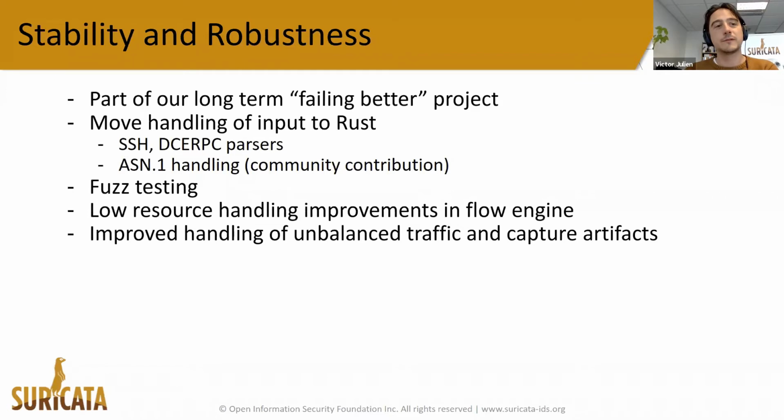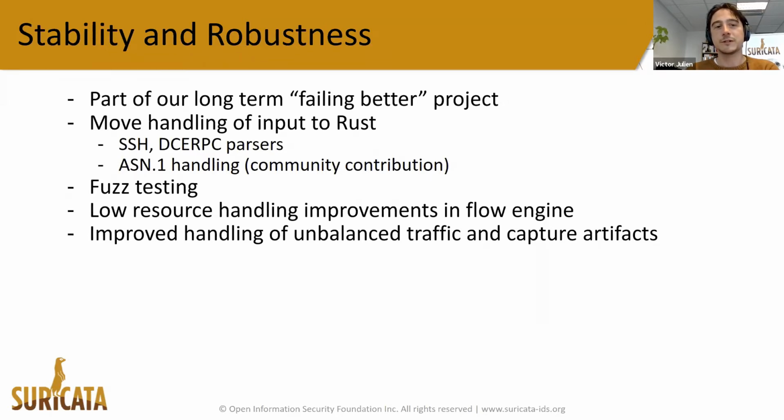When talking about stability and robustness, this is a base requirement of really any program, but maybe even more so of a program that tries to secure other programs. So this is something that has been one of our focus points for a very long time now. We have a tracking ticket in our Redmine ticket tracker called Failing Better. The goal of this is to make sure that we fail more gracefully if, for example, we run out of system resources, or if traffic is incomplete, or anything else unexpected happens.